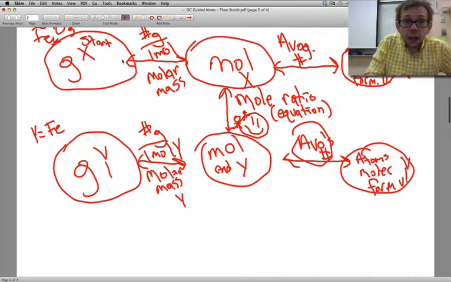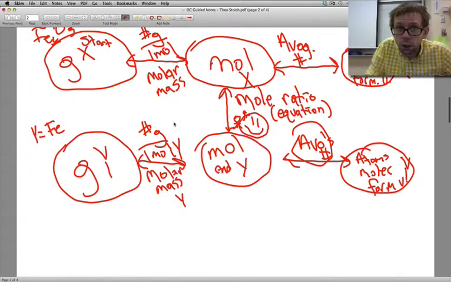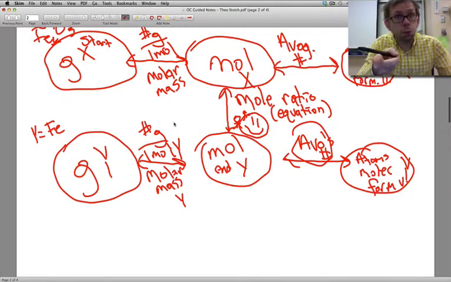So we can only use these arrows to get between things. Since there's no arrow that goes between these two directly, I don't see an arrow. Do you see an arrow? If you drew an arrow there, I don't know what you did. You were watching some other video.